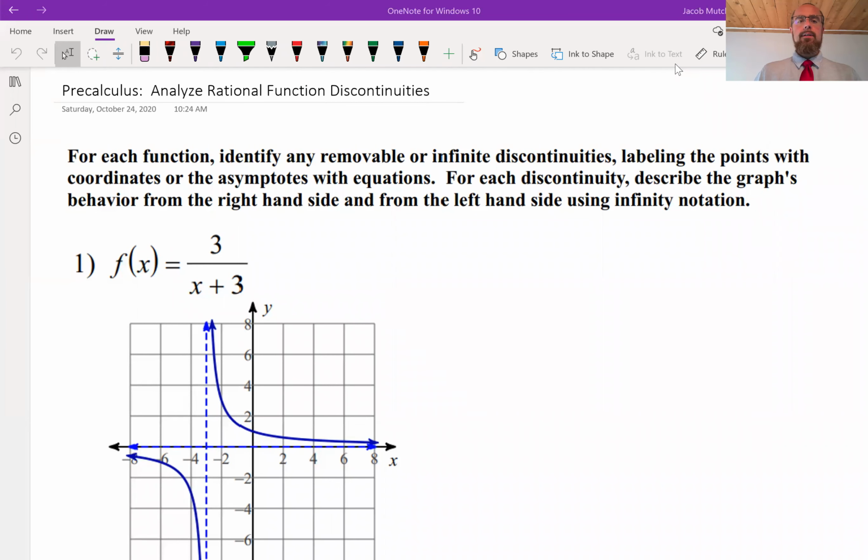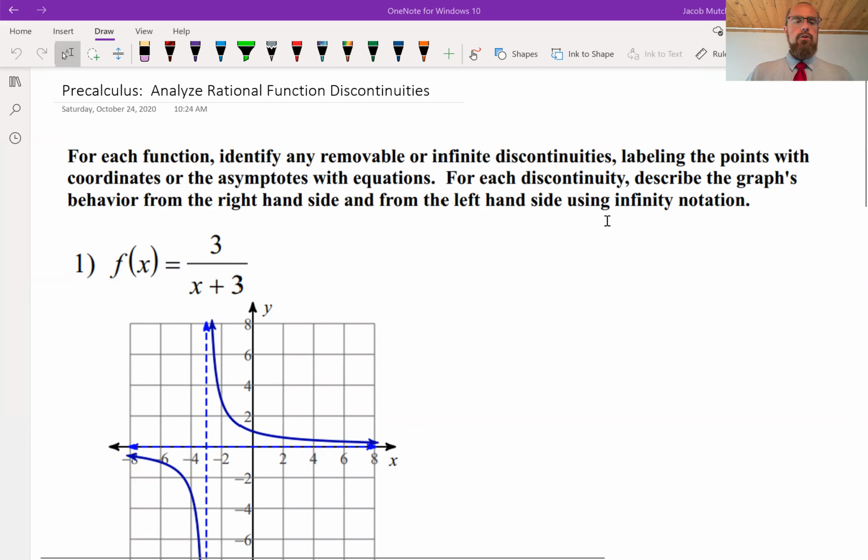Welcome to Pre-Calculus. Today we will investigate removable and infinite discontinuities in rational functions, focusing on describing function behavior as it approaches discontinuities both from the left side and from the right side. We'll take a look at two examples.